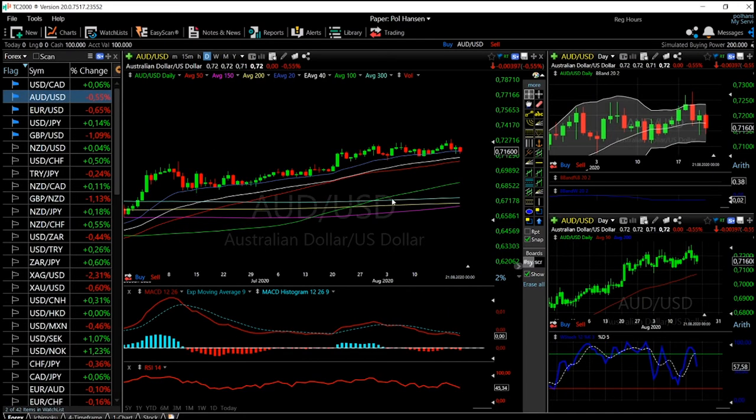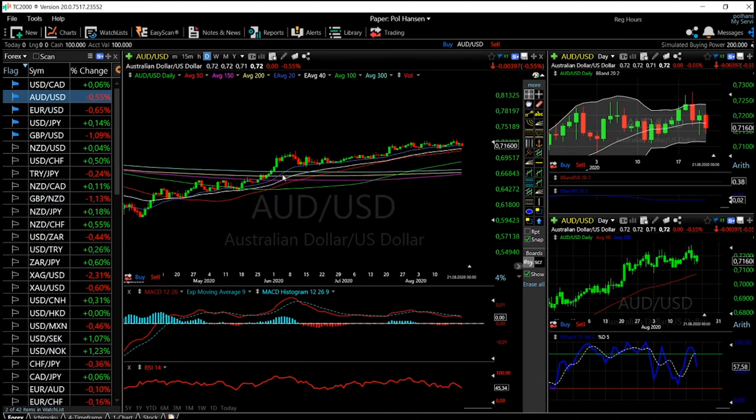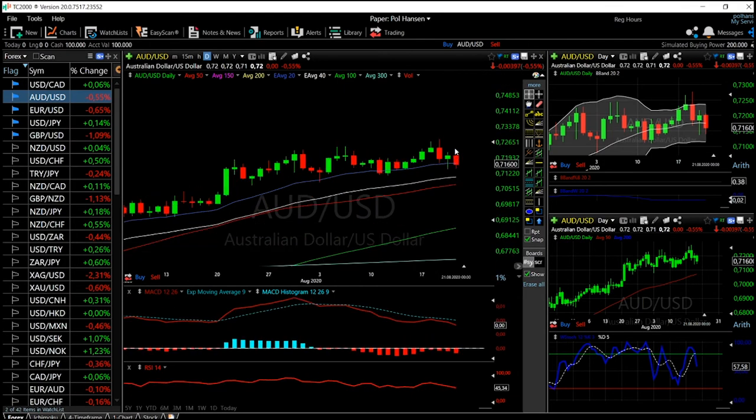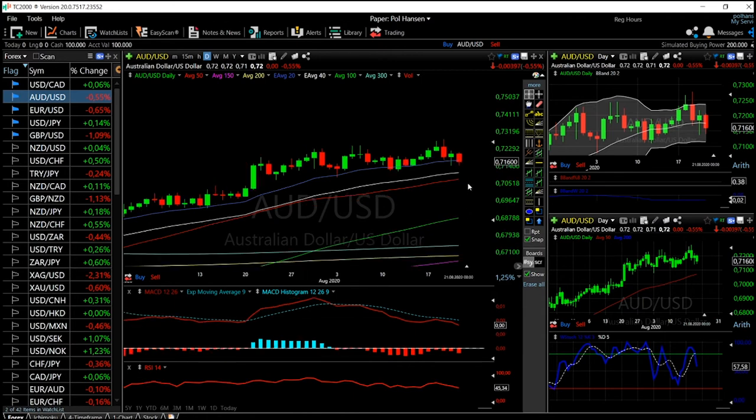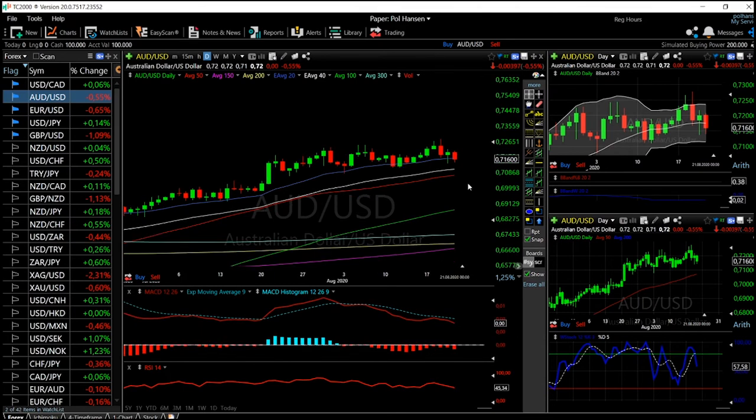Aussie dollar, US dollar, we have had this blue 20 exponential moving average, which has been acting as support for this currency pair. And yes, until we break this and the 40 and the 50 exponential moving averages, I will continue buying the dips. I only expect the US dollar to appreciate fairly in a short-term bounce, and then it will continue to depreciate. So that will come in handy for this pair to the upside.